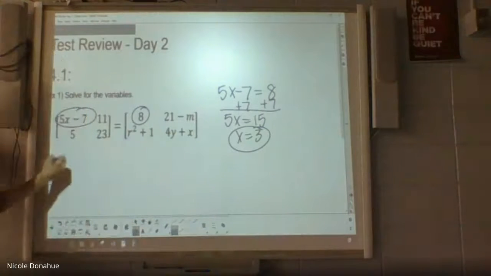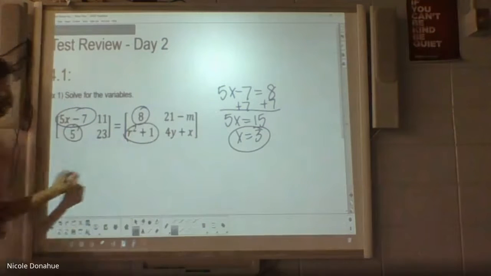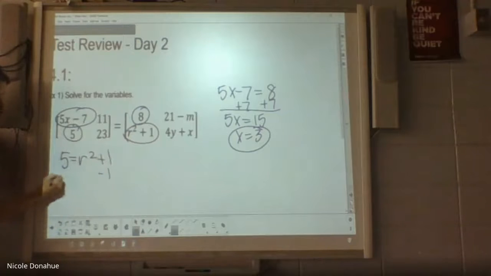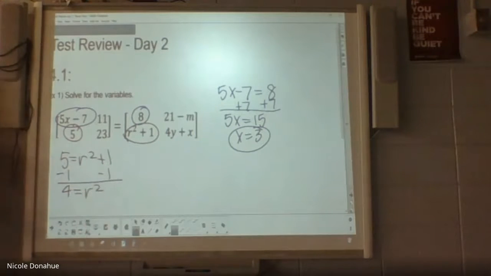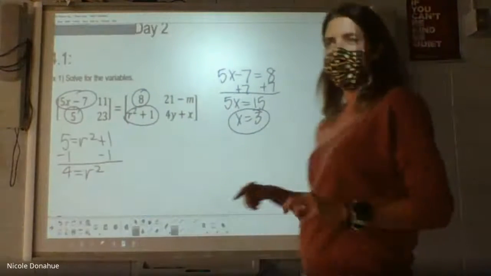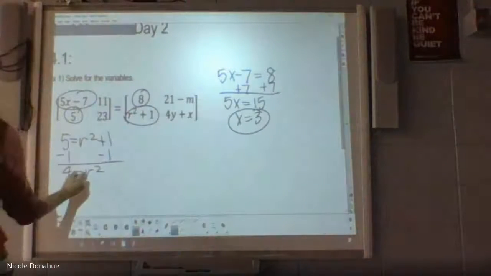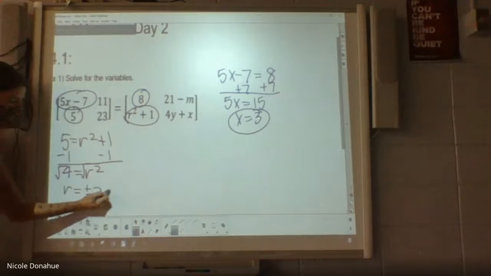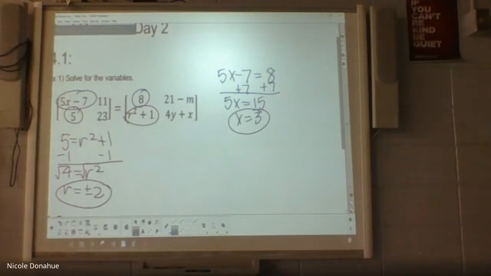So we're going to set up, so this 5 should equal the r squared plus 1. What do you have to remember when you're solving with r squared? Square root, but what do you need to remember? There's something special. Yeah, you actually have 2 answers on this one. Don't forget about that. So r is both positive and negative 2. So we put the square root in.